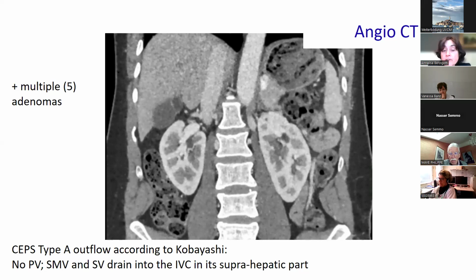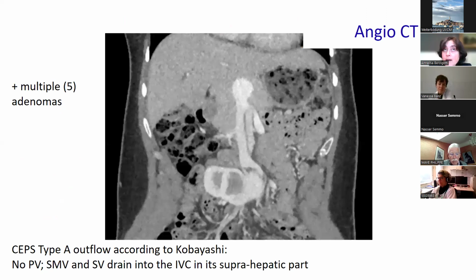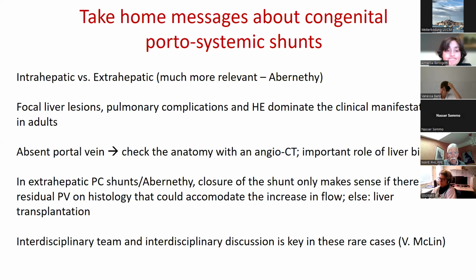And as for the outflow, it is a type A because the superior mesenteric vein and splenic vein drain into the vena cava in its suprahepatic part. And she was transplanted successfully, she went well, and then remind what we said about cardiac and vascular malformation. The patient last year developed a spontaneous dissection of the aorta that has been repaired, but I think this really fits into a diagnosis of a type 1 Abernethy.